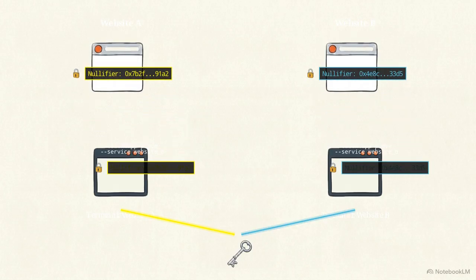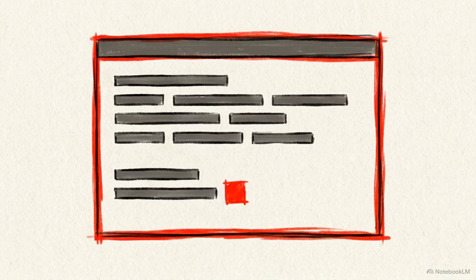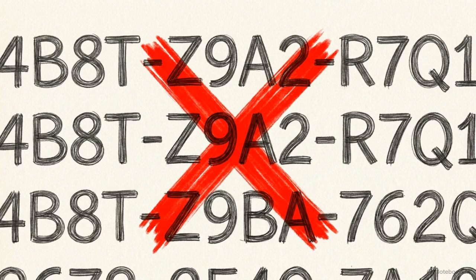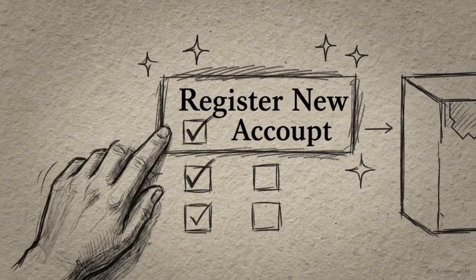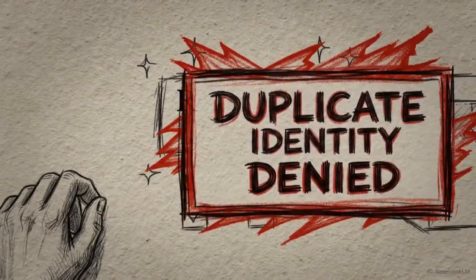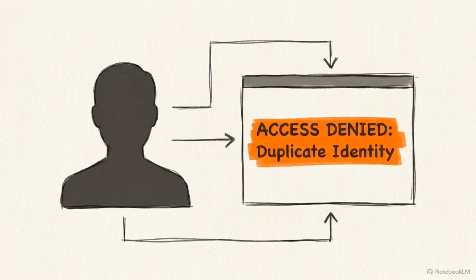This is multi-verifier unlinkability. Even if colluding, these sites have no mathematical way to link the accounts to the same user. However, if you attempt to create a second account on Website A using that same master identity, the system will generate the exact same nullifier as before, and the site will reject the duplicate. This Sybil resistance ensures that while you remain anonymous, you cannot abuse the service by creating an unlimited number of identities. It balances the user's need for privacy with the service provider's need to prevent bot-driven manipulation.